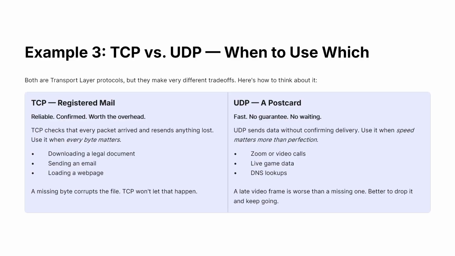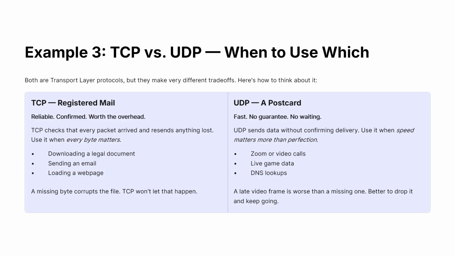TCP versus UDP. When to use which? Let's say you're downloading a legal document. You need every single byte to arrive correctly. If even one byte is wrong, the document is corrupted. So you use TCP. It checks, retransmits, confirms. Reliable. Worth the small overhead.